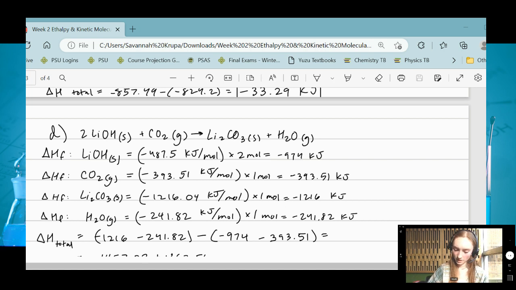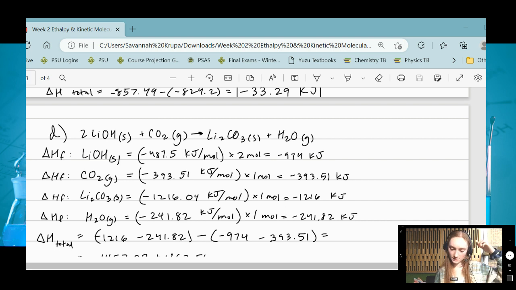And then the lithium carbonate, we have 1 mole. And for the water gas, we also have 1 mole. So all of these will be equal to negative 974 kilojoules, negative 393.51 kilojoules, negative 1216.04, and negative 241.82 kilojoules. So those are not the final answer, those are the formation values of each of these terms.